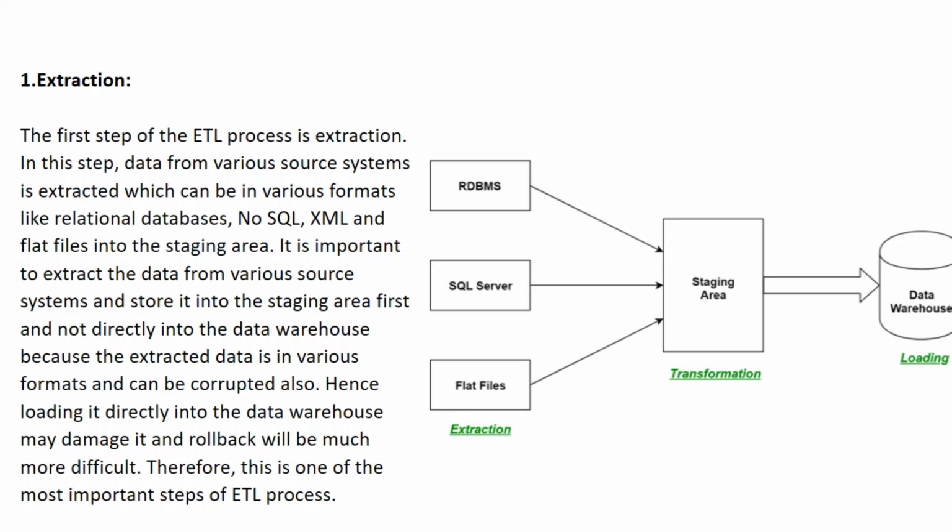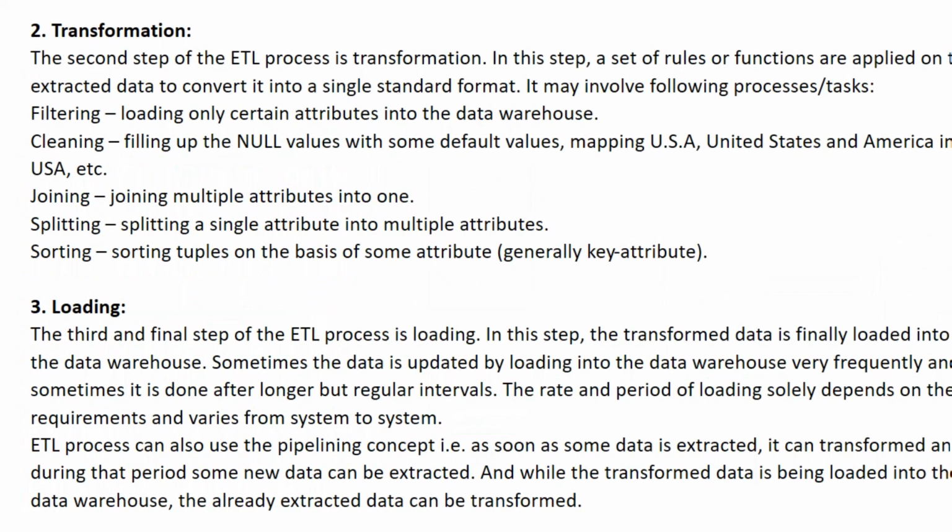So the first step of the ETL process is extraction, and in this step, data from various heterogeneous sources, which can be various formats like relational databases, SQL databases, NoSQL databases, web data that is XML, and flat files, is loaded into the staging area. So it's important, okay. Loading it directly into the data warehouse may damage it, and rollback will be much more difficult. So therefore this is one of the most important steps of the ETL process, extraction.